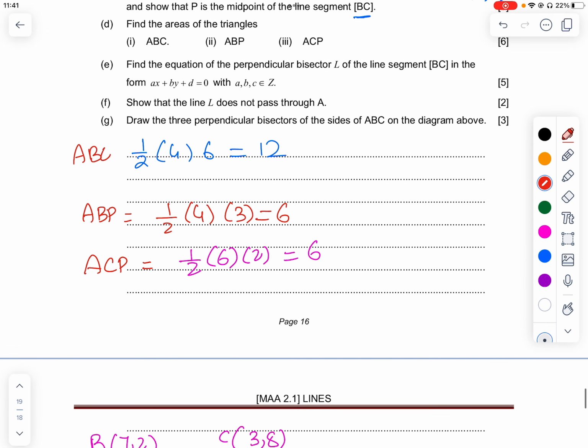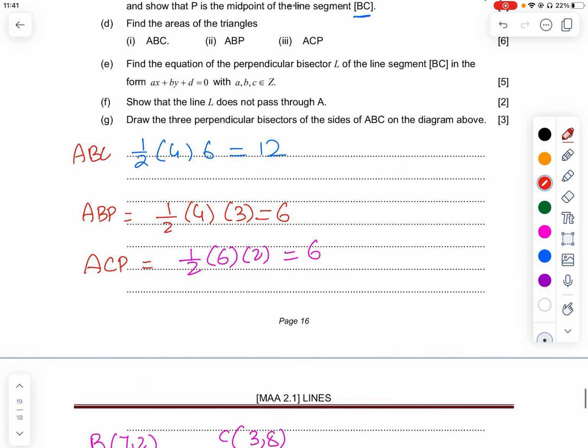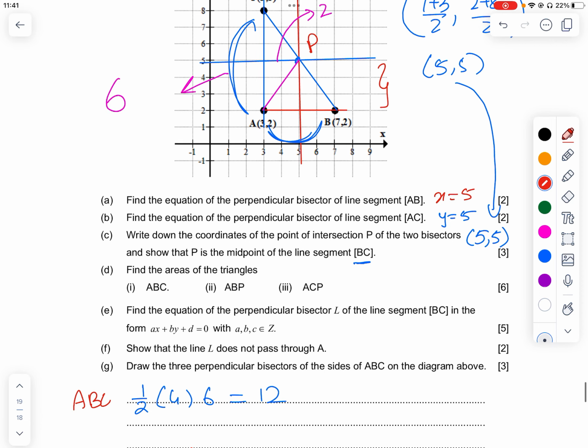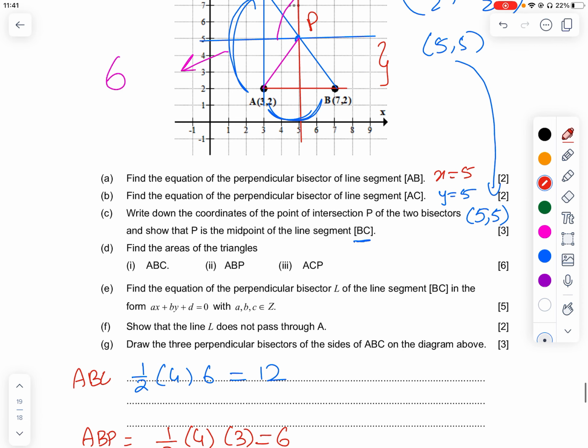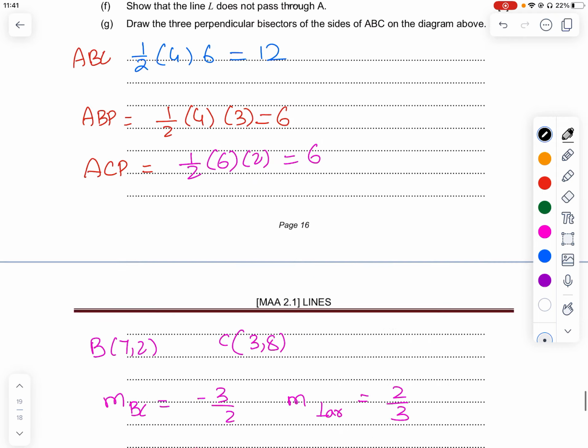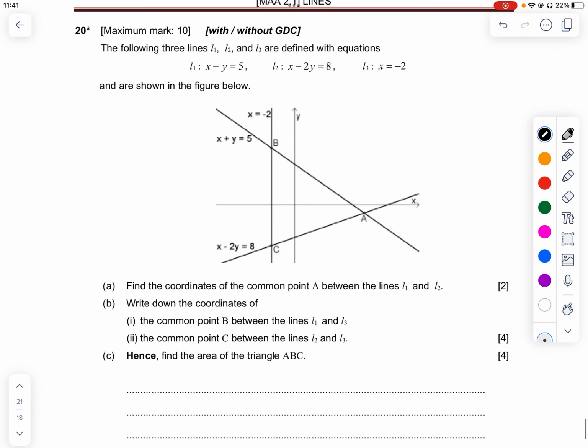Then draw these three perpendicular bisectors of the sides of the triangle ABC on the diagram above. We have already drawn the perpendicular bisectors of two sides of the triangle ABC. Now for BC also, what's going to be the perpendicular bisector? This is going to be the perpendicular bisector for BC. For the other two sides, they have been already drawn. Now coming to the last question.